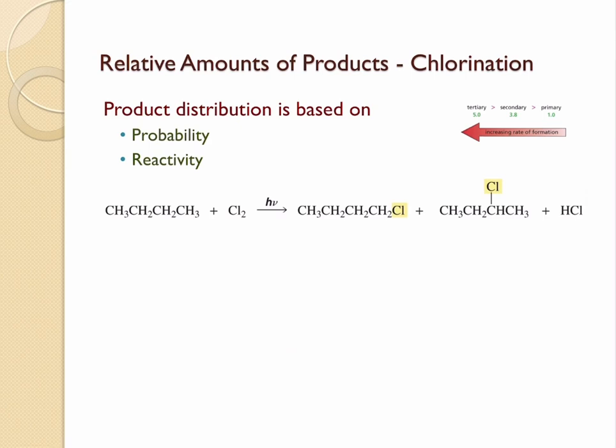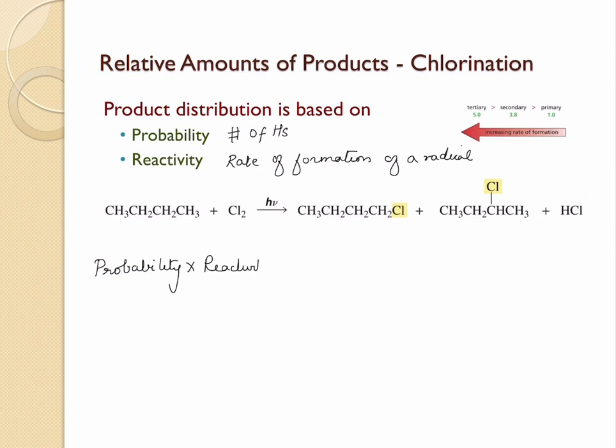So the relative amounts of products that is obtained in a halogenation reaction is based on two important things. One is probability, which is basically the number of hydrogens that can be substituted. And the next one is the reactivity, which is the relative rate of formation of a particular radical. So if you want to determine the actual amount of products that will be obtained in the halogenation reaction, then you have to multiply probability and reactivity.